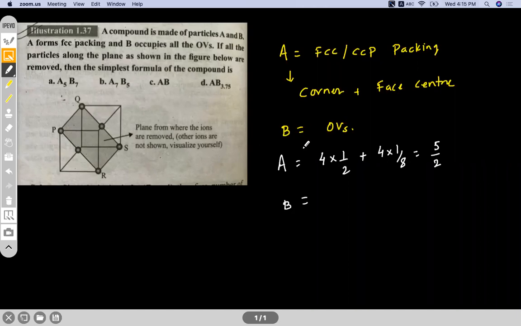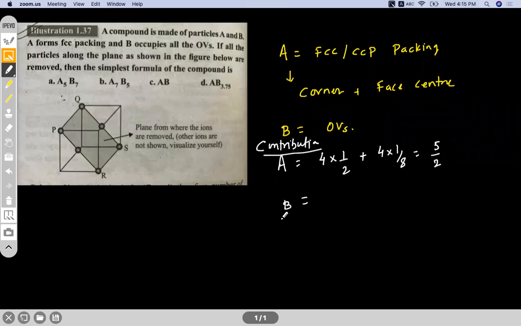I'm directly considering here the contribution of A in the unit cell. Out of 6 face centered A atoms, 2 have been removed. So we are left with only 4 face centered and 4 corners. Is it fine now? Yes, sir. So 5 by 2 is the contribution of A in the unit cell.